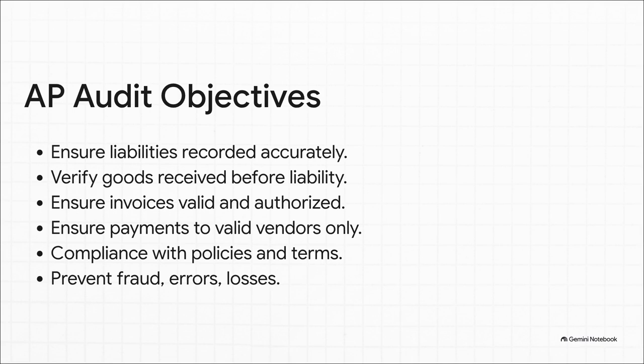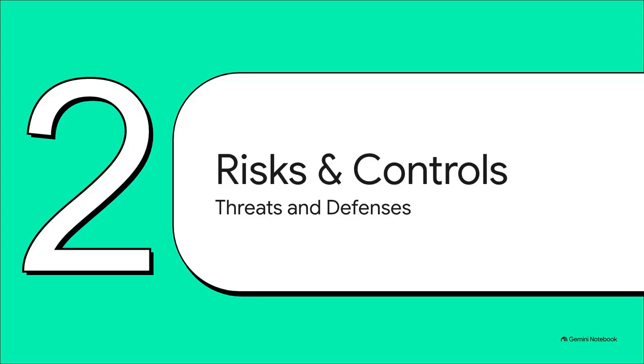To put that into perspective, imagine your department orders, say, 50 new office laptops. Our objective as auditors is to ensure we don't just blindly pay a piece of paper. We literally verify those laptops have arrived physically on site before we ever record the liability and release the company's funds.